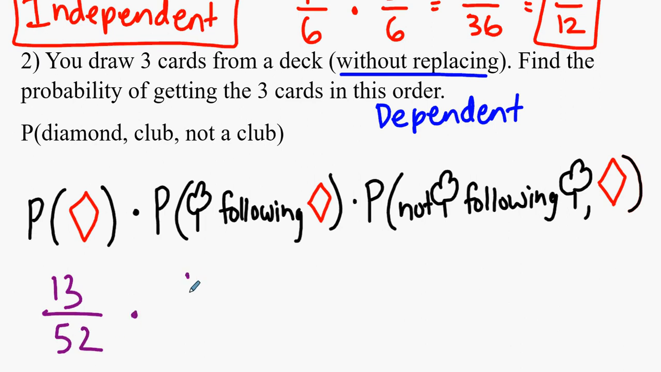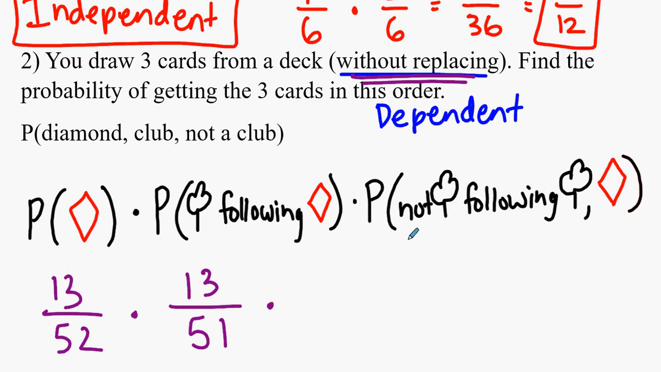There are 13 clubs still left in the deck, but now there's not 52 cards left in the deck because I did not replace. I didn't put that diamond back in. There's only 51 left remaining. Now I want not a club. How many not clubs are left in the deck?